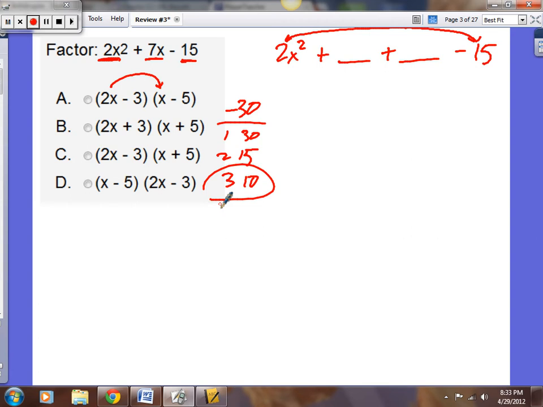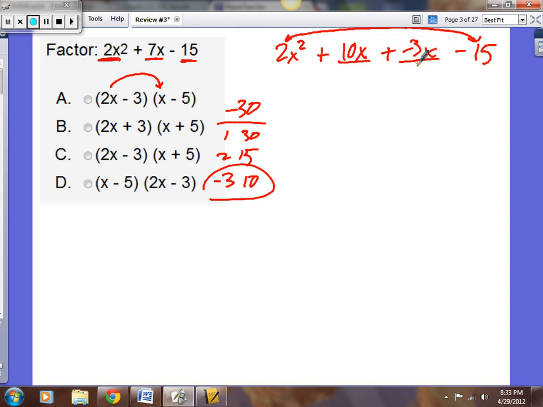They need to multiply and give you a negative 30, so one of them's got to be negative, one of them's got to be positive. And if I add them, I have more positives than negatives. So I'm going to go 10x and a negative 3x, because that adds and gives you 7x.